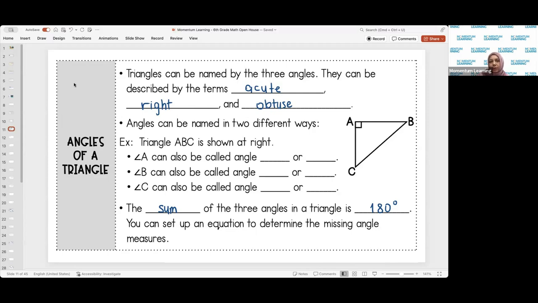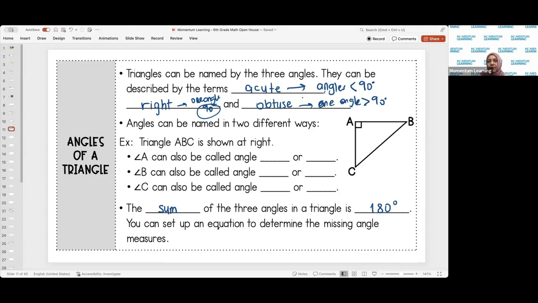And the triangles. So if we have the acute triangle, it means all the angles should be less than 90 degrees. So it can be 30, 60, 70, but all of these should sum up to 180 degrees. Also, we have the right triangle. Right triangle means exactly one angle should be 90 degrees. And the obtuse triangle, exactly one angle should be greater than 90 degrees. So as you see, acute means all the angles are less than 90 degrees, but we know the rule, all angles sum up to 180 degrees. So we have three different types of triangles.